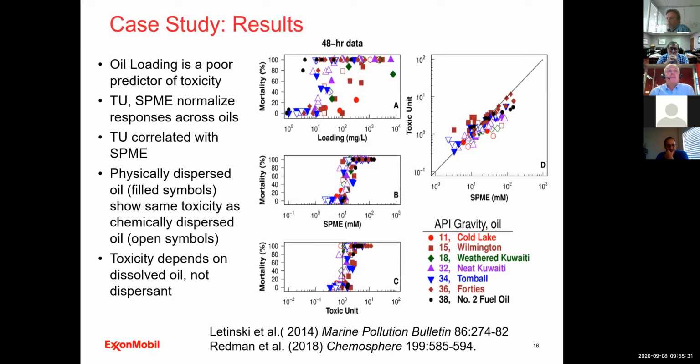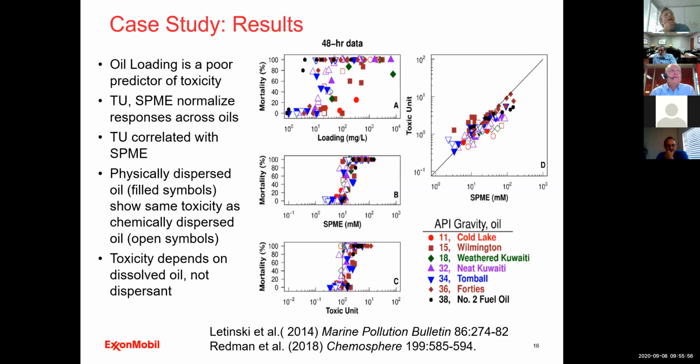The middle panels are the observed 48-hour % mortality in mysid shrimp. And on the x-axis in the first panel is oil loading. In the second panel, the x-axis is measured SPME concentration, so this is the amount on the fiber. And then the last panel is mortality plotted against calculated toxic units.